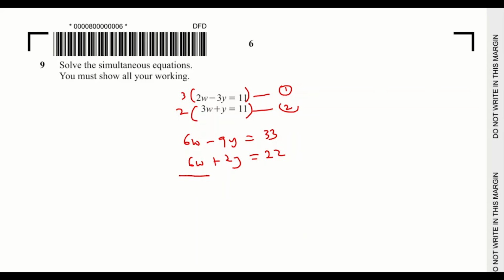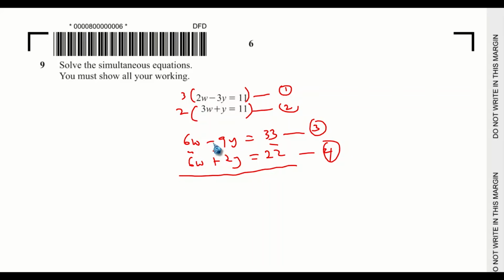Now what you can do is eliminate w because we have the same coefficients. You may want to name this equation 3 and this equation 4. Since we have the same coefficient for w in equations 3 and 4, we can now eliminate. What will make this 0 is subtraction. You put minus here, minus here, minus here. So 6w minus 6w will be 0.